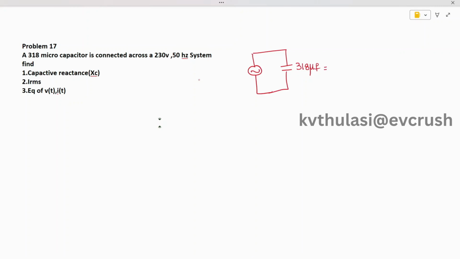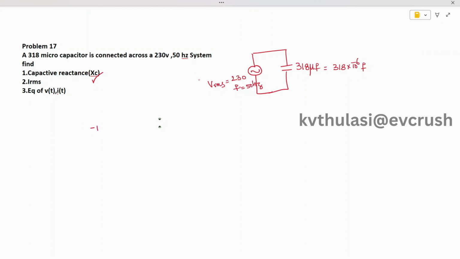When you convert into farad, this is 318 into 10 to the power minus 6 farads. This is excited with an RMS voltage. The given voltage, the 230, is generally the RMS voltage, and with a frequency of f equal to 50 Hz, it is excited. Okay, so he is asking us first to find out the capacitive reactance.